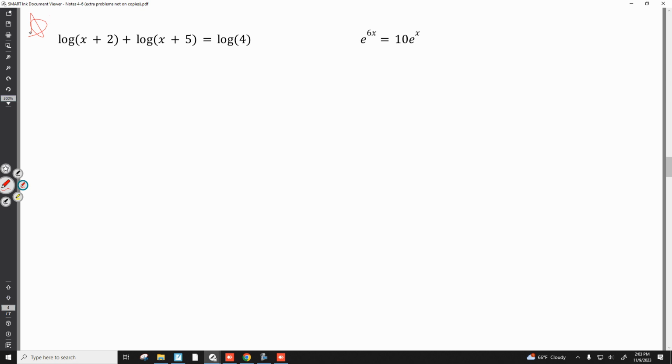The biggest mistake made is to think you can take 10 to the power of everything right off the bat. A lot of people might think, oh, can't I just do 10 to the power? The answer is no. Because of this plus, you can't do this. A lot of people think, oh, it's x plus 2 plus x plus 5 equals 4. It's not. It is not.